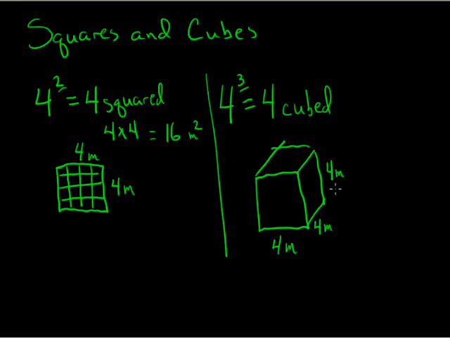So that will be 4 times 4 times 4. 4 times 4 is 16. 16 times 4 is 64. So the volume of that cube is 64 cubic meters, or 64 meters cubed. So those are exponents, 10 exponents, which are very easy to remember, and why we say squared and why we say cubed.